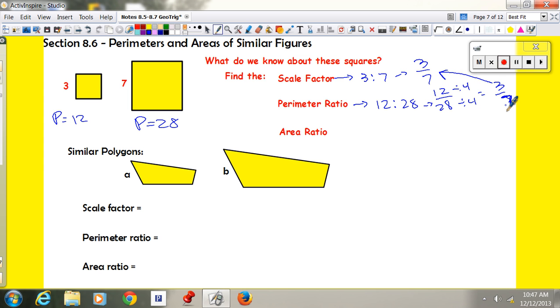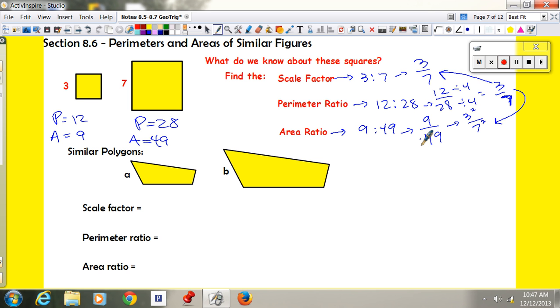Let's look at the areas of these two squares. What's the area of the first square? 3 times 3 would give us 9, and the area of this one, 7 times 7, 49. So let's put that as our area ratio. 9 to 49, which would be 9 over 49. Another way to write that would be 3 squared over 7 squared, which tells me what do I do to my scale factor to get my area ratio. You just square them and you get your area ratio. You square here and you get your area ratio. Area is measured in square units. You're going to square them to get the area ratio.